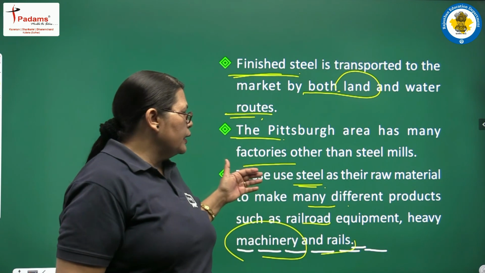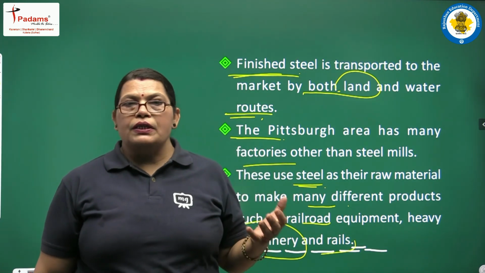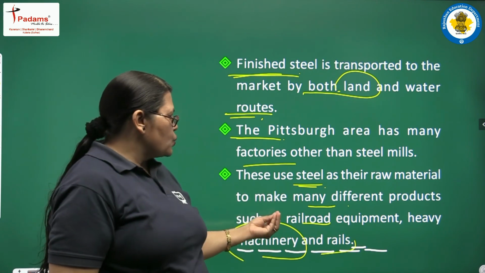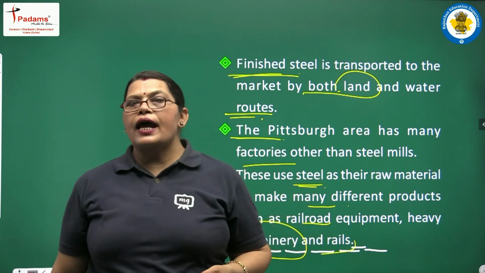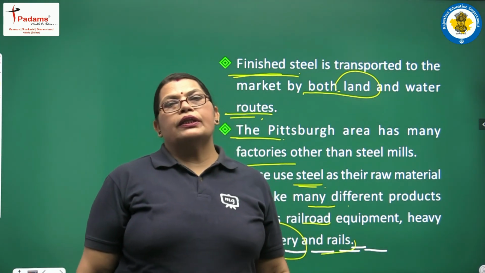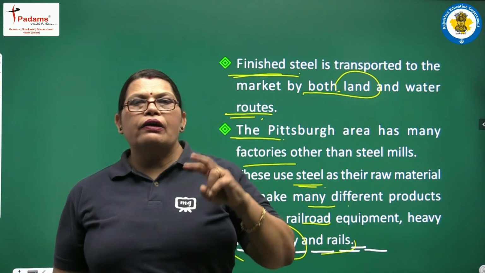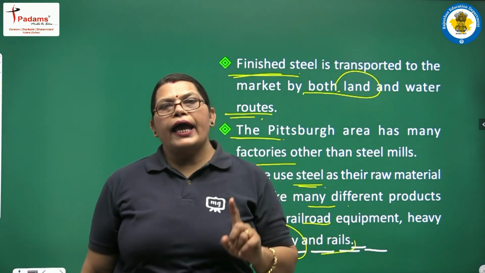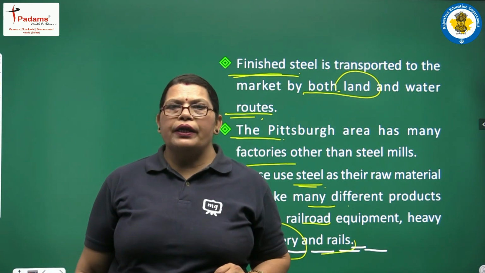See the different products in the other mills which are made from steel. Railroad equipment is there, heavy machinery is there, rails are also there. So everything depends on the iron and steel industry. We covered Jamshedpur in India as well as Pittsburgh in the United States of America.